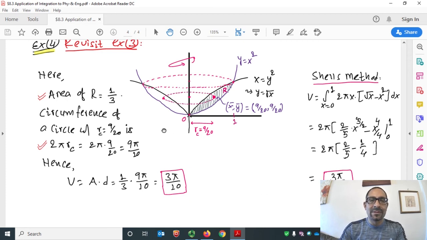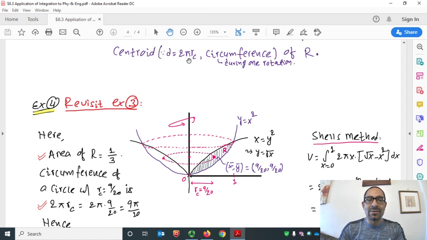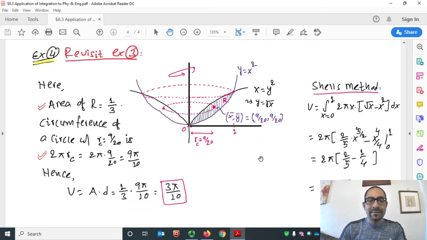Now let's talk about this volume. This remark says the volume of the solid obtained by rotating a plane region about a line is equal to the product of the area of the region and the distance traveled by the centroid. So first find the area of the region and multiply by the circumference, because the distance is 2 pi r. So here is the centroid, or center of mass. It makes one full rotation, this circle here, and its circumference is 2 pi times this radius. This radius is the x value, which is 9/20.